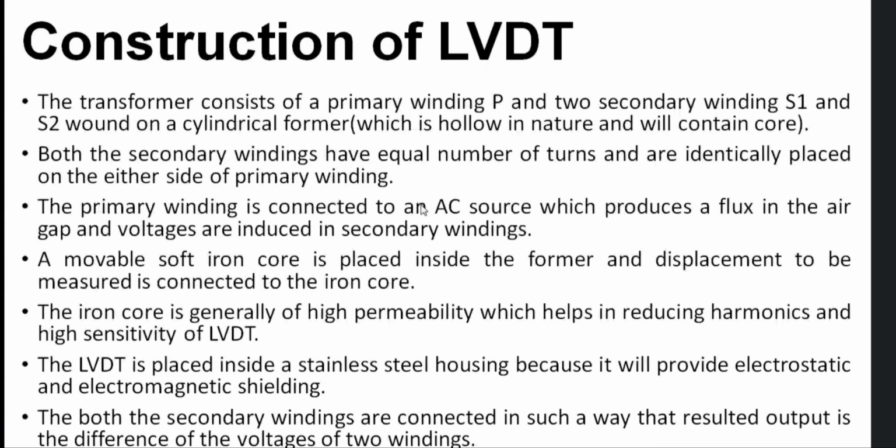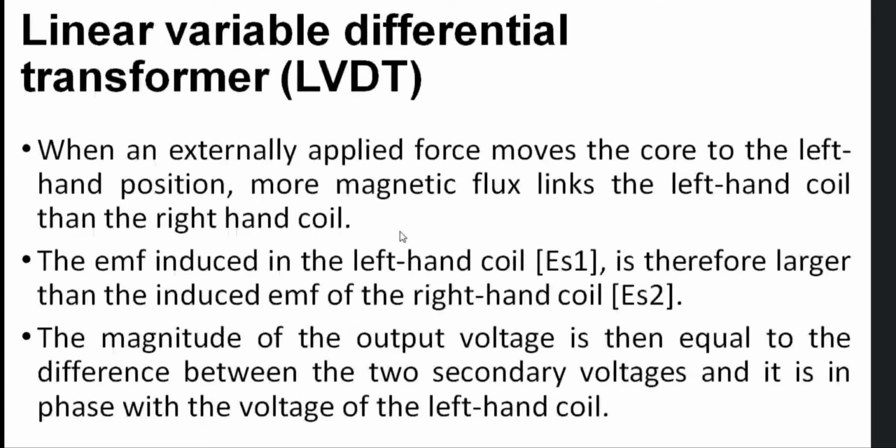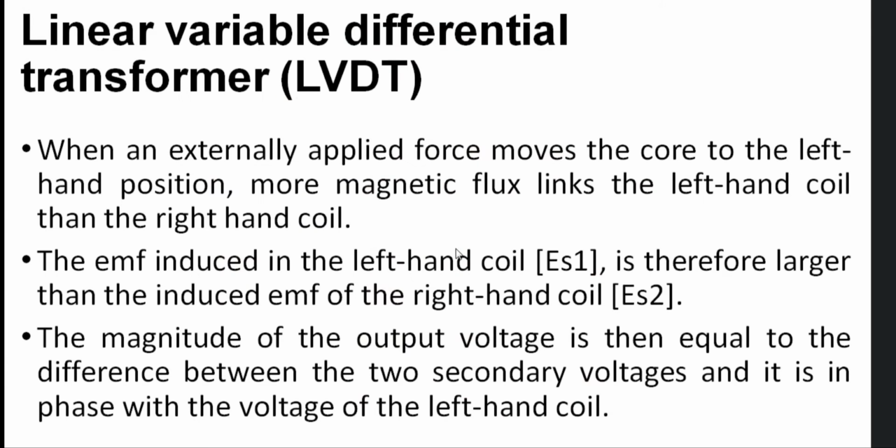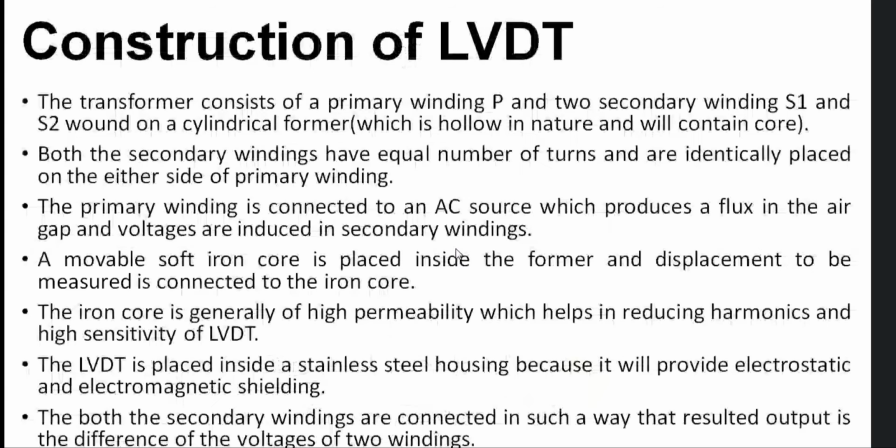See, we have already seen this. This is the cylindrical former. On the cylindrical former, at the top there will be the secondary winding, and at the bottom also there will be a part of the secondary winding. The cylindrical former is hollow in nature and will contain the core.